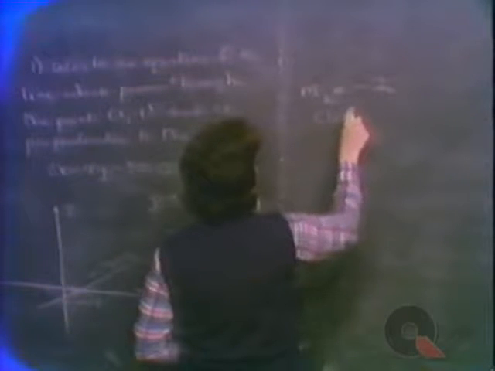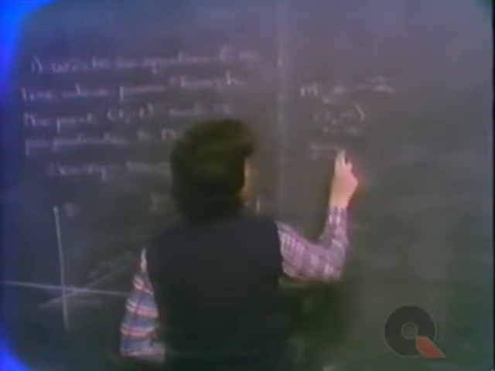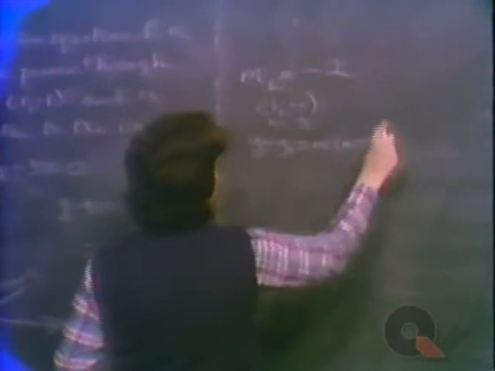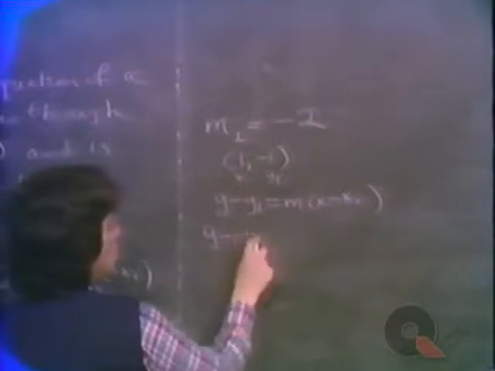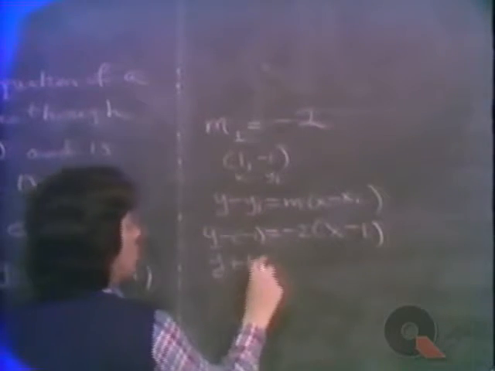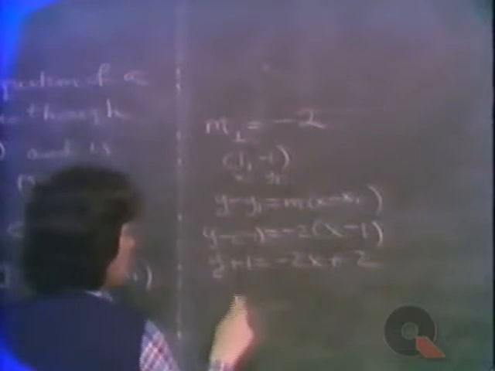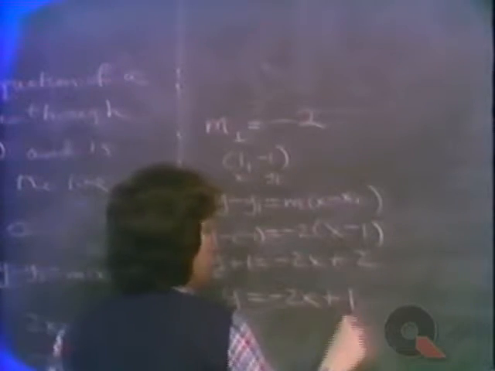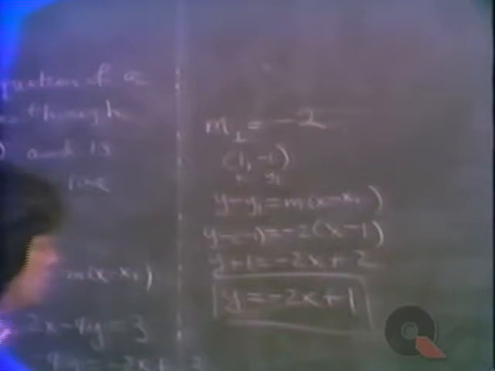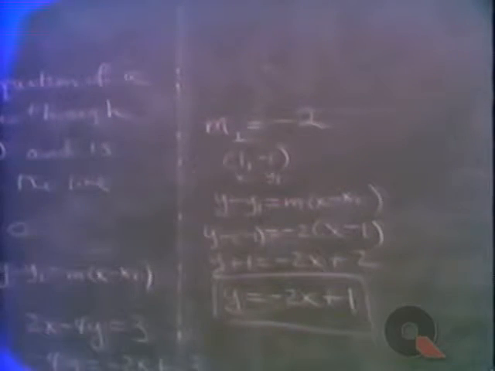It goes through the point (1, -1). So letting this be x1, this be y1, and substituting into the point-slope form of the equation of the line, we get y minus (-1) is the slope, minus 2, times x minus x1, or x minus 1. Y plus 1 is minus 2x plus 2. And you can subtract 1 from both sides, giving you y equals minus 2x plus 1. As one of the ways you can present the answer, you could have also said 2x plus y minus 1 equals 0, the general form of the equation of the line. Either way would be acceptable.